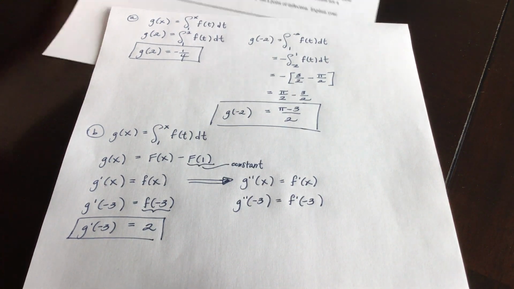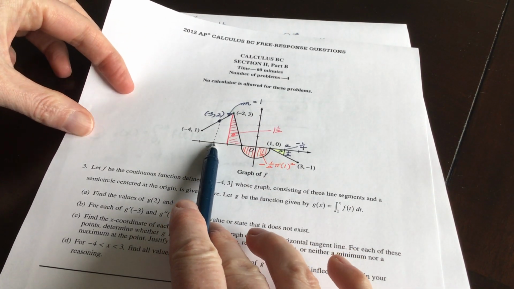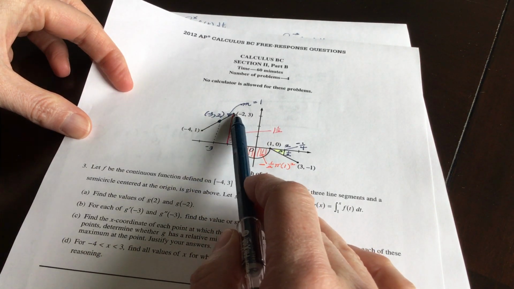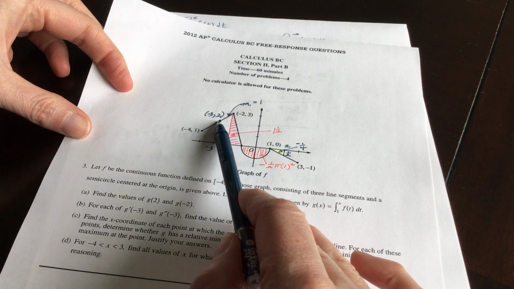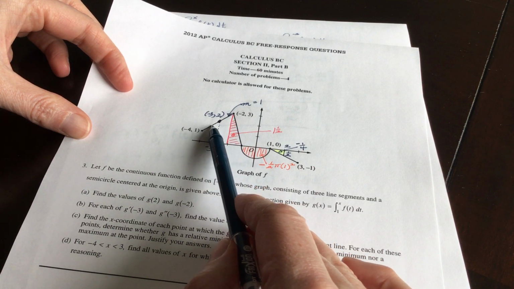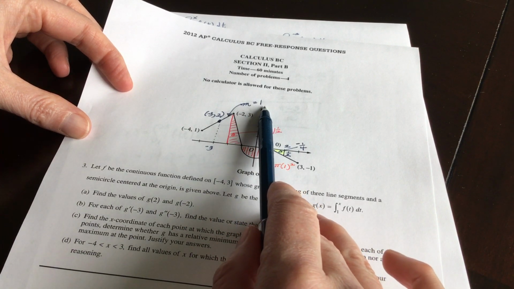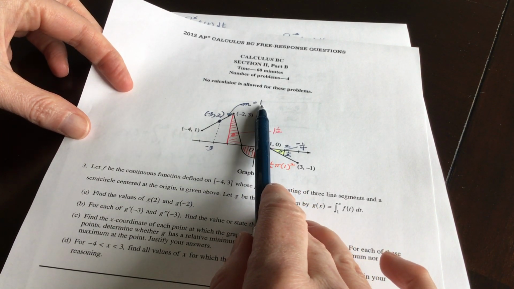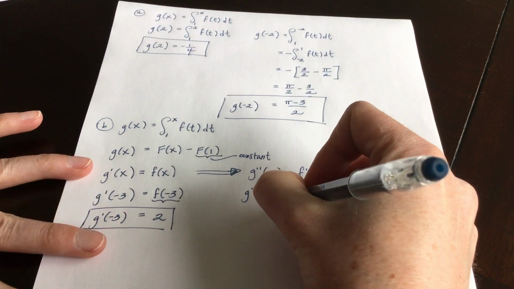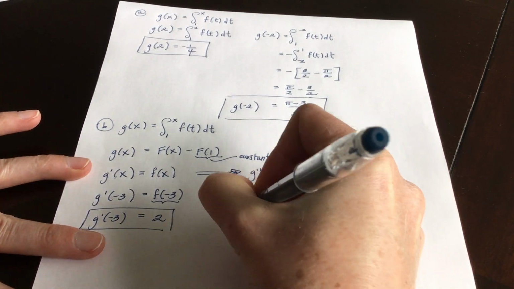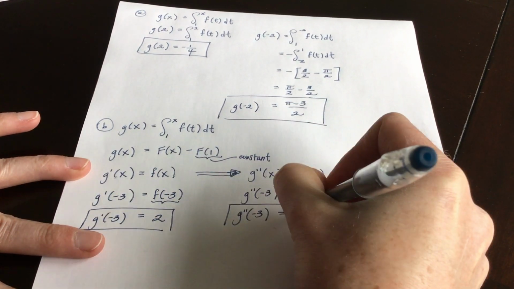So since, again, this is the graph of f, f prime of negative 3 would mean the slope of the tangent line to the graph of f at negative 3. Well, f is a line graph in this piece of the graph. And remember, a line graph is its own tangent line. And just a little bit ago, I figured out the slope of that line. It was 1. So we would say f prime of negative 3 is 1, which means g double prime of negative 3 is also 1.